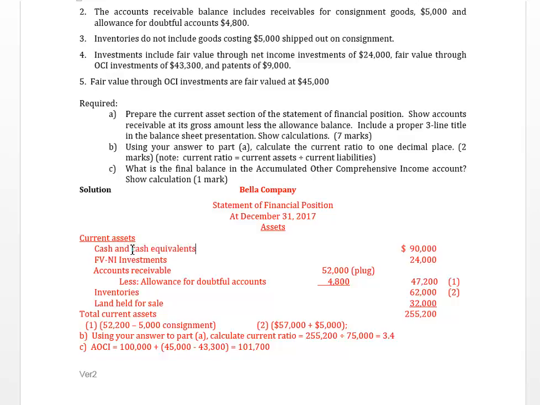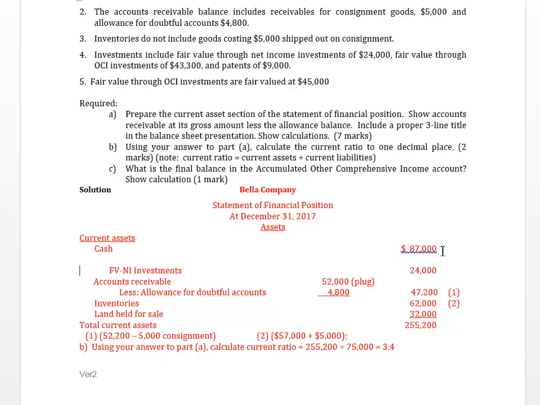And cash equivalents here at $90,000. Or what some students might have done is they might have just kept it at cash, which would have been fine. They might have put this at $87,000, which they could do. And then, I think one student did it this way, they had a line for cash equivalents and would have had that as $3,000 right there. But that wouldn't have changed your current asset section balance.